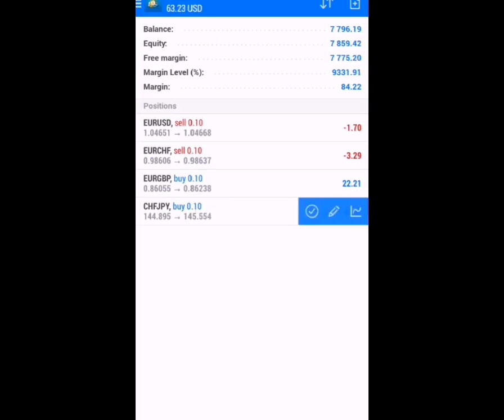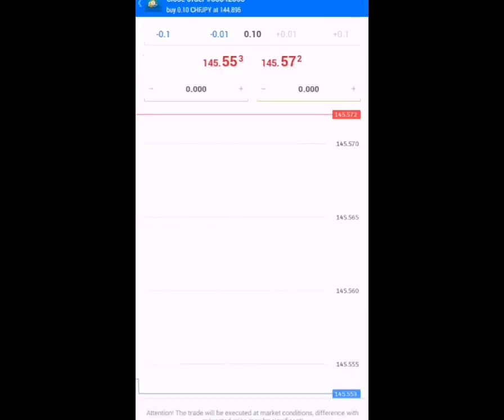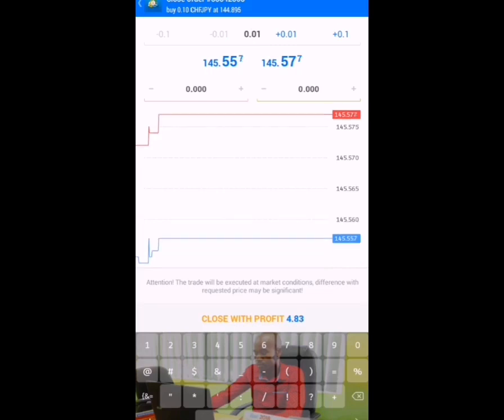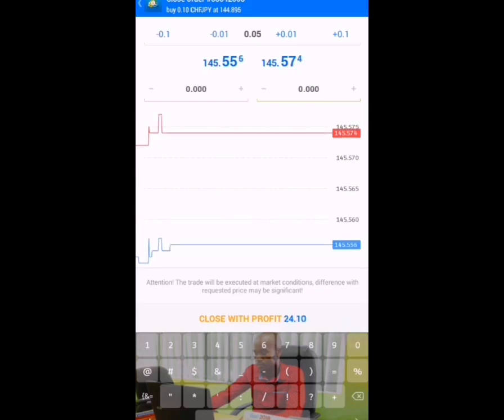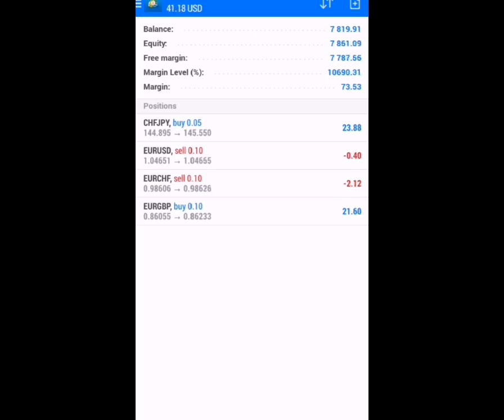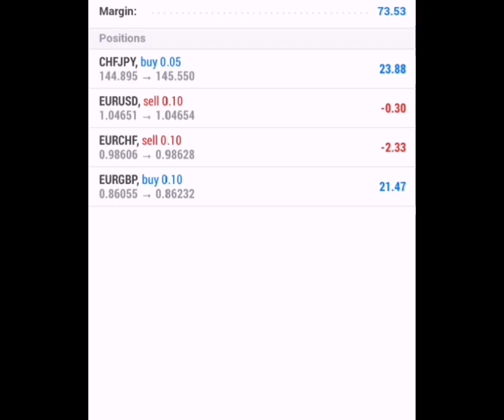CHF JPY. I want to close partial profits here. Alright, before I can close right here, I am going to set the lot size that I want to close. I want to close half of this, so I'm going to set 0.05. I'm going to close half of the running trade, and then that is it. I have closed half of the trade. You can see right here it was 0.1, but now 0.05 is remaining. That is how you close partial profits.